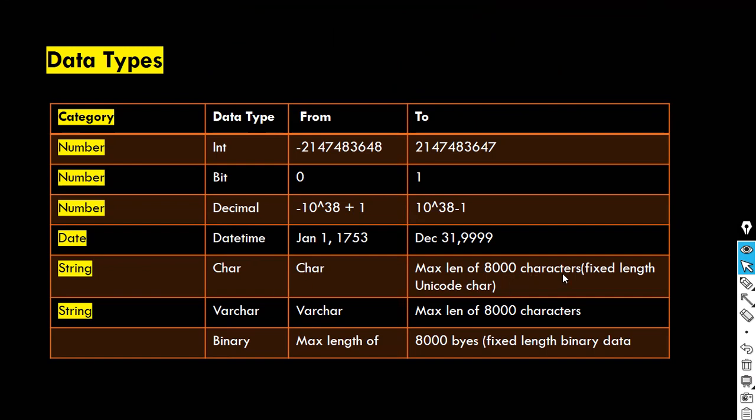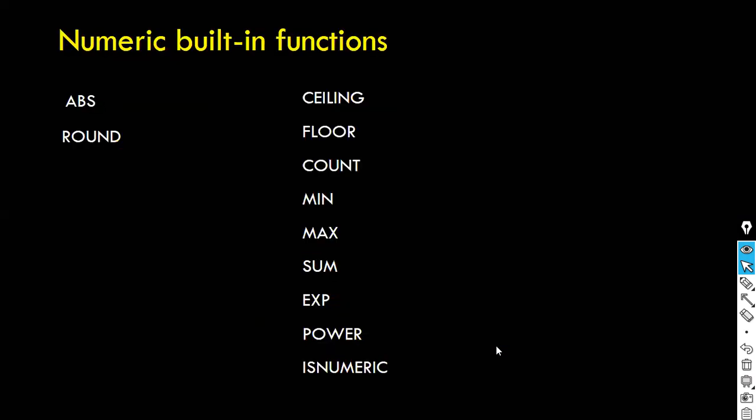Maximum length is 8,000 characters for the fixed-length Unicode character type, whereas here the maximum length is 8,000 characters, but it's a variable-length type. And then binary, which is 8,000 bytes or something like that. So you can store binary data here.